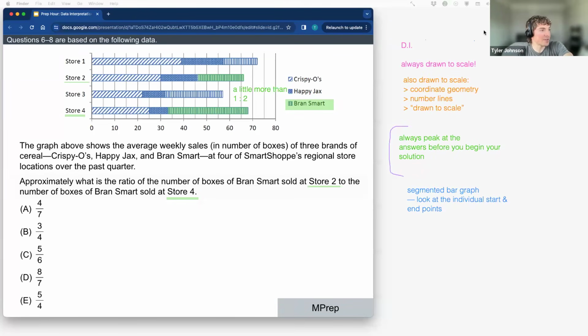But if I look down at my answer choices, store 2 is not the bigger one, so it couldn't be D or E. I got to have a smaller number on top. And between A, B, and C, only one of these is around that 1/2 that I'm benchmarking with my eyes, right? It doesn't go all the way up to 5/6. It doesn't get close to 3/4. This one is safely 4/7. A little more than 1/2, but that's what my eyes tell me just looking at it.